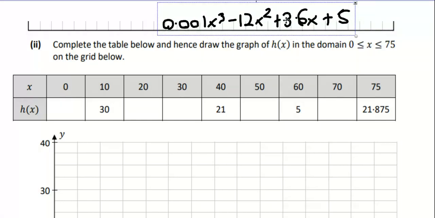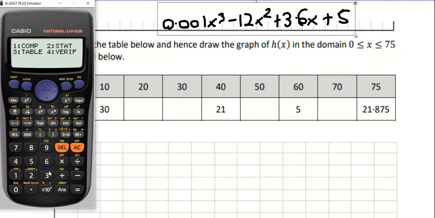And look, it wants me to fill out a grid using this. So I'm going to use the table function. I'm going to go to my calculator mode, table function, and put all this in. 0.001 x cubed minus 12x squared plus 3.6x plus 5. I'm going to start at 0, I'm going to end at 70, and I'm going to go up in steps of 10.